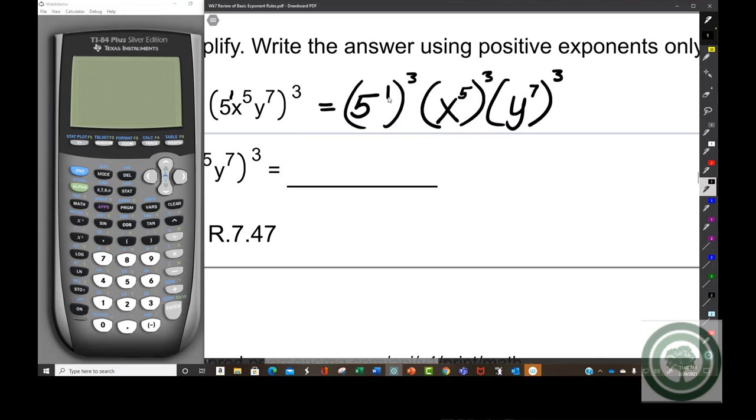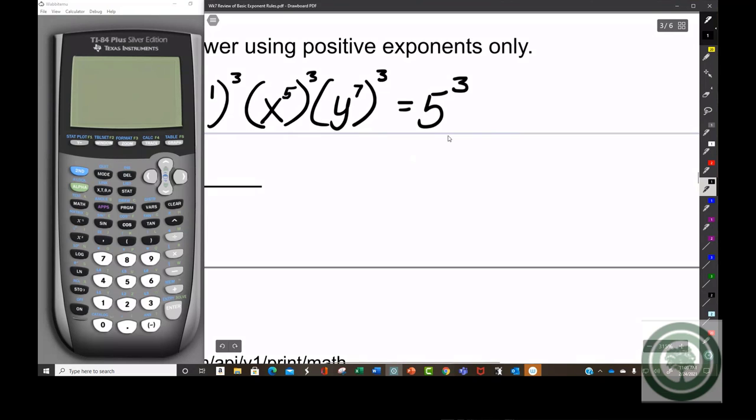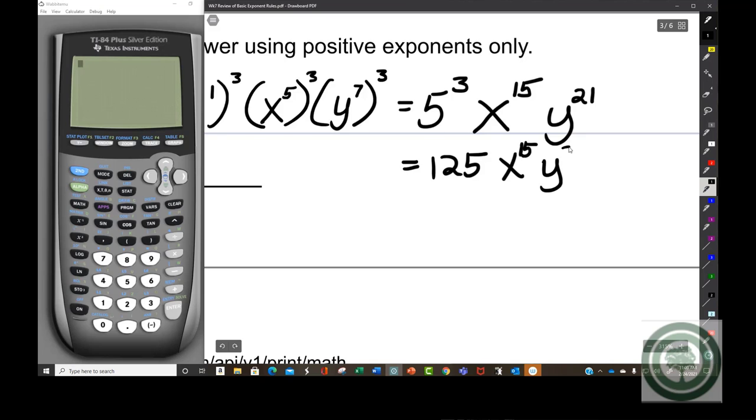And now you apply the base raised to a power again to every one of these. So you're going to have 5 to the 3rd, x to the 15th, because 5 times 3 is 15, and y to the 7 times 3 is 21, and I bet they give the answer as 125 x to the 15th power times y to the 21st power. I betcha. Because 5 to the 3rd is not that big a number.